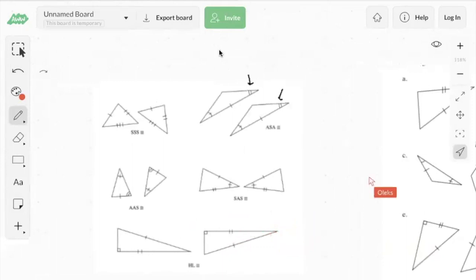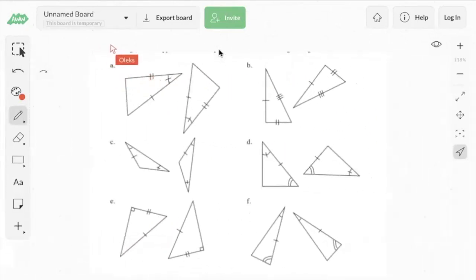So now let's look at some examples right here. Let's start with example A and see if the two triangles are congruent. In this case, we see two pairs of sides that are congruent. So we have a side here and then a side here, and then another pair, right here and right there. And then an angle between them that is congruent. So as a result, we can say that this is SAS congruency.